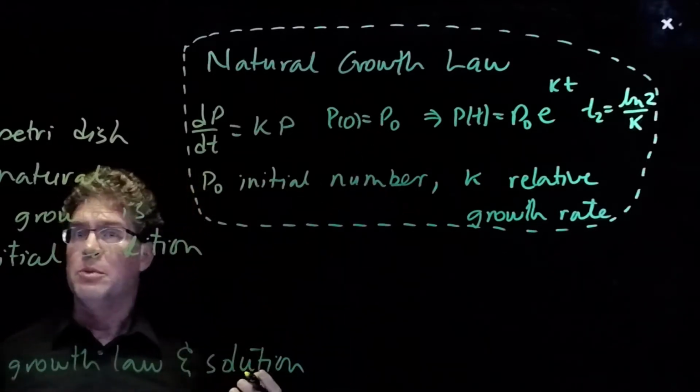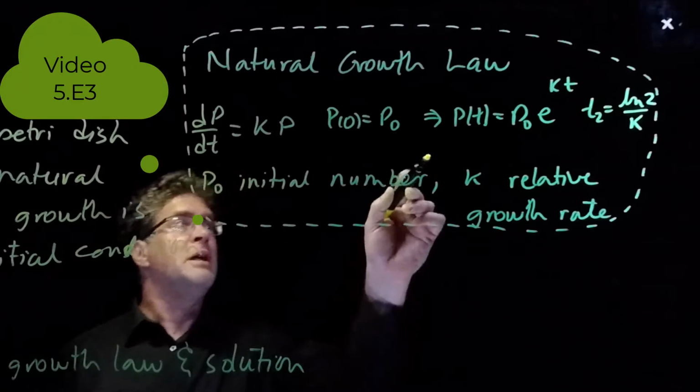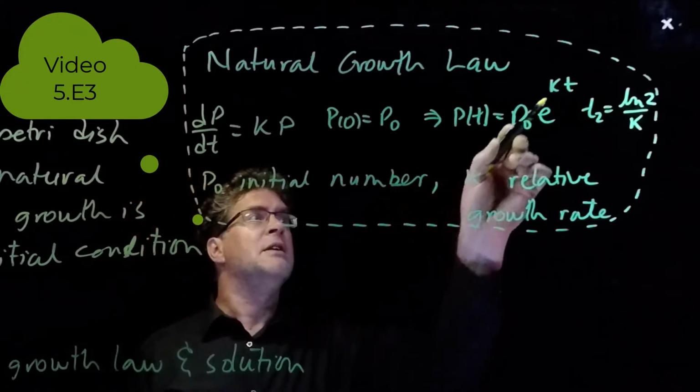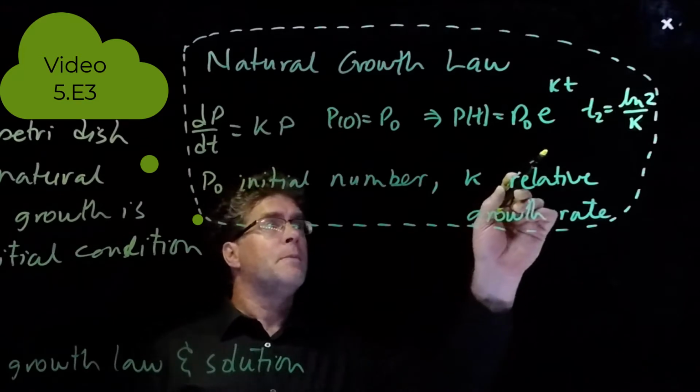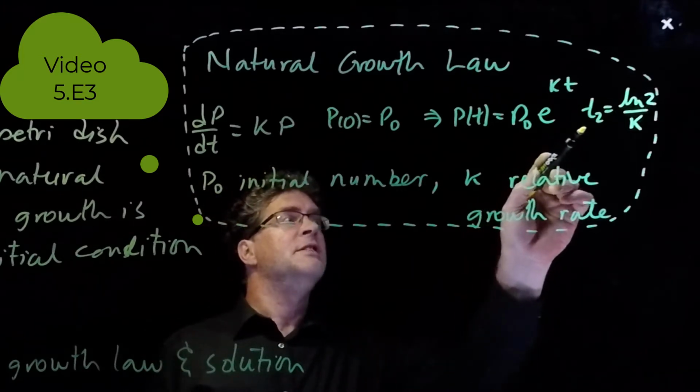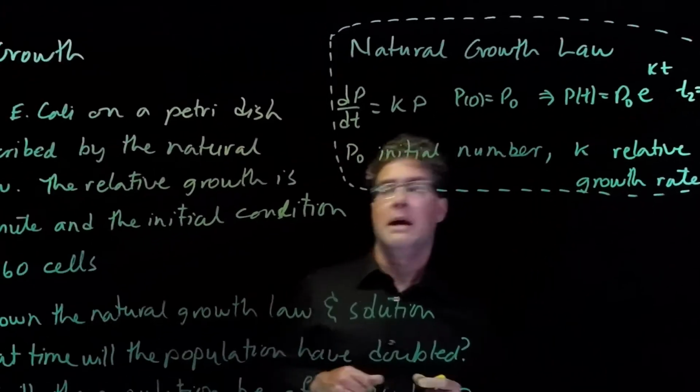Now the solution from a previous video is that P at t is P naught e to the kt. And the doubling time T2 is log 2 over k.